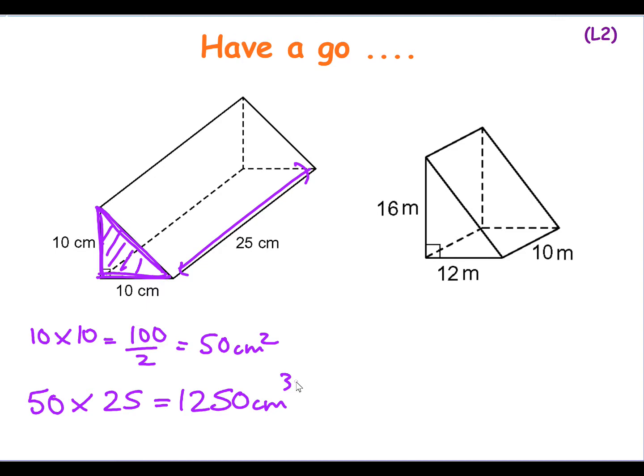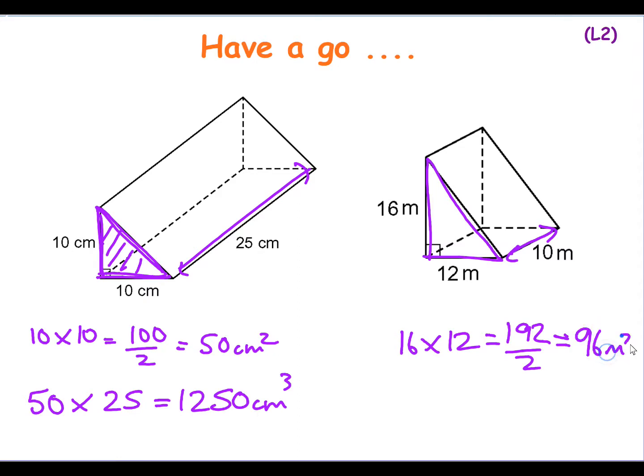The same for the one on the right. You can work out the area of your triangle first and then multiply it by that third dimension. So the area of the triangle would be 16 times 12, which is 192. Divide that by 2, you get 96 meters squared as the area of this triangle that's facing you. Then all you need to do to calculate the volume is take the area of that triangle and multiply it by your third dimension. So you get 960 meters cubed as the volume of the triangular prism on the right.